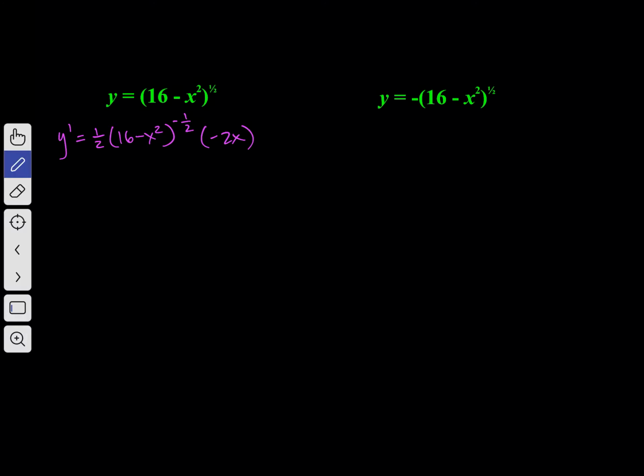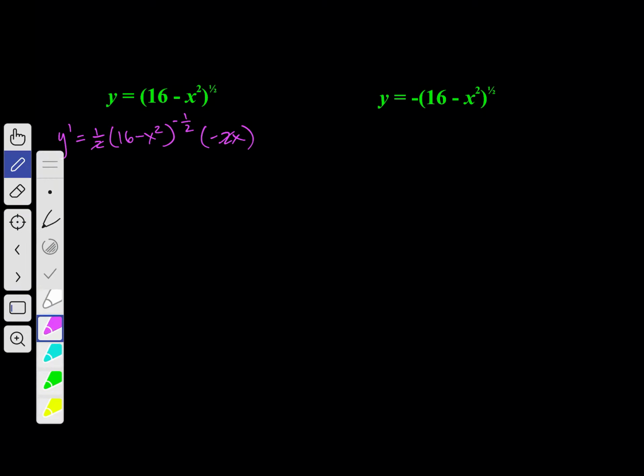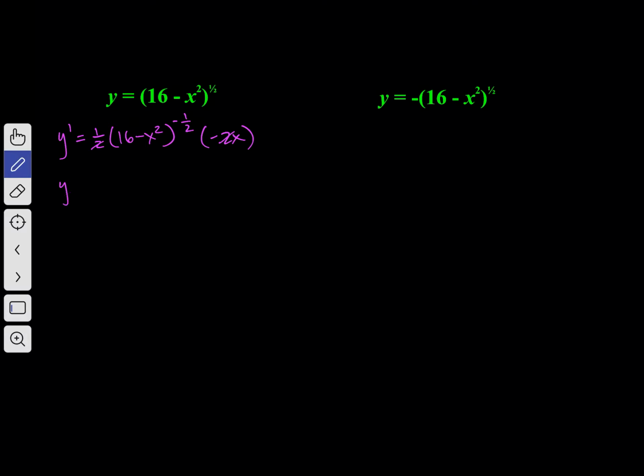Perfectly fine to leave it like this, but if you did want to clean it up a little bit, I would probably cancel the 2's and then move all of this stuff with the negative exponent to the denominator and have a positive exponent. So y prime is equal to, how about negative x over, and since that exponent is a half, I can go ahead and write it with the square root. So that would be the derivative of that top half of the circle.